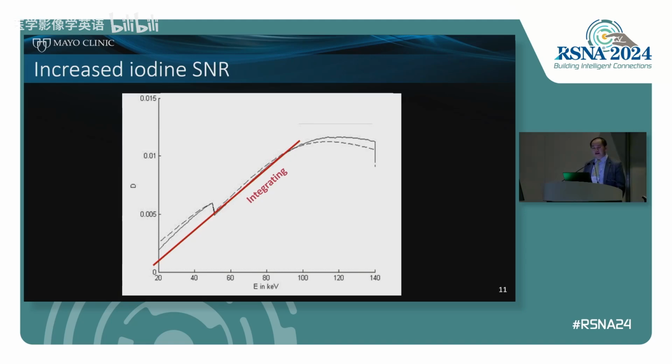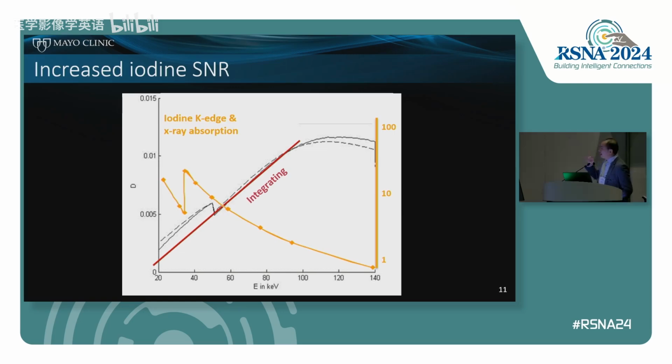The other thing is increased iodine SNR. Why is that? Let's take a quick look. The spectrum we have is a broad spectrum. We have different energy photons coming in. In the conventional energy integrating detector, we give a lot of weight to high energy photons, right? Let's say we have two photons, one is 10 keV, the other 100 keV. The 100 keV photon will count like 10 times more signal than the 10 keV.